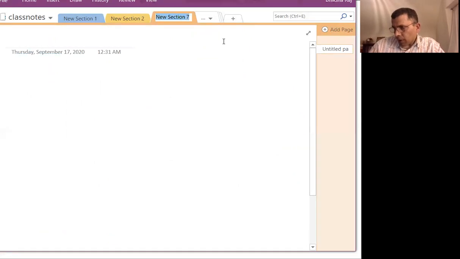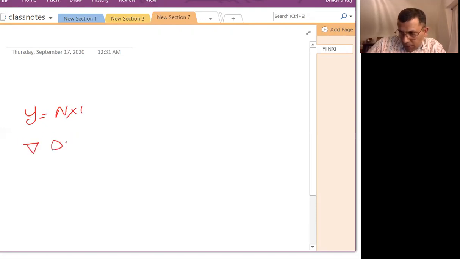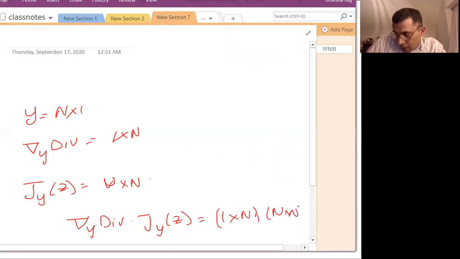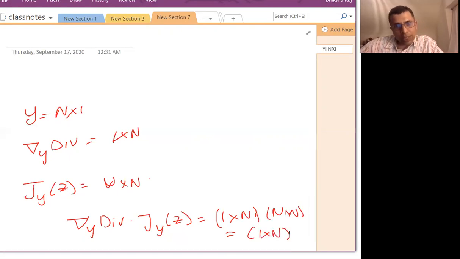So we have y is an n cross 1 vector. So the derivative of the divergence with respect to y is going to be 1 cross n. The Jacobian of y with respect to z is going to be an n cross n matrix. So the derivative of the divergence with respect to y times the Jacobian of y with respect to z is 1 cross n times n cross n, which is 1 cross n. So this gives you the correct size for the derivative for z.